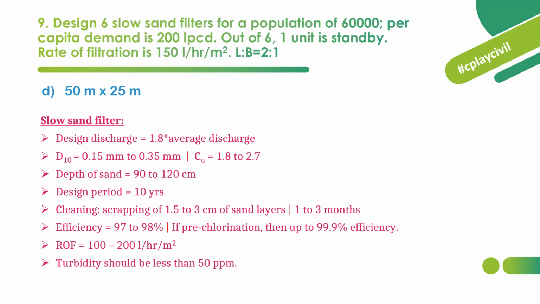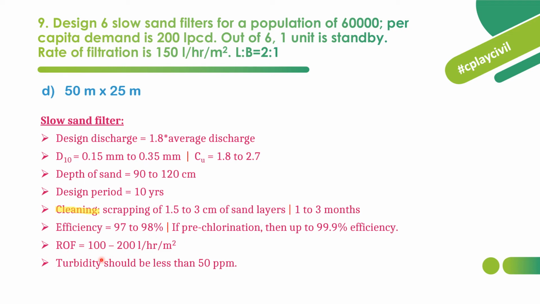The cleaning part is the most important thing: how the slow sand filter will be cleaned. It is done by scraping 1.5 to 3 centimeter of the sand layer, at a duration of about 1 to 3 months. For every 2-3 months, scraping of 1.5 to 3 centimeter of sand layers will be done. This is the cleaning of slow sand filters. In general, the efficiency of these slow sand filters will be around 97 to 98%. If there is pre-chlorination of the water, then the efficiency may move up to 99.9%, that is, all the impurities will be removed.